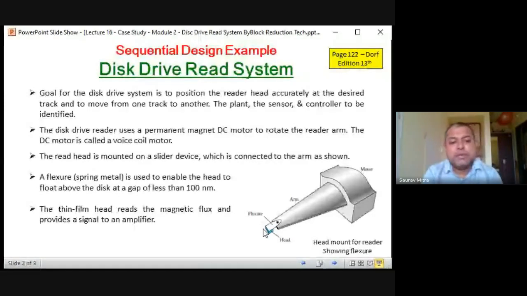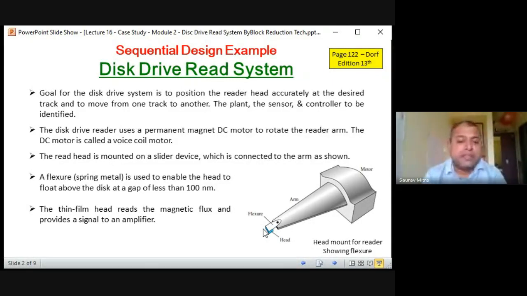It is used to enable the head to float above the disk at a gap of less than 100 nanometers. Sorry, not newton meter, 100 nanometer. So this flexure actually rotates above the disk track, and the gap is very small, that is 100 nanometer. So this whole thing is rotating, and at the back there is a motor that is making this thing rotate, and this is the arm which is sliding. So it can go in, it can come out, and all those things. It rotates, and this is actually the sensor. This is the disk head, and it is picking up the signal embedded inside the disk.